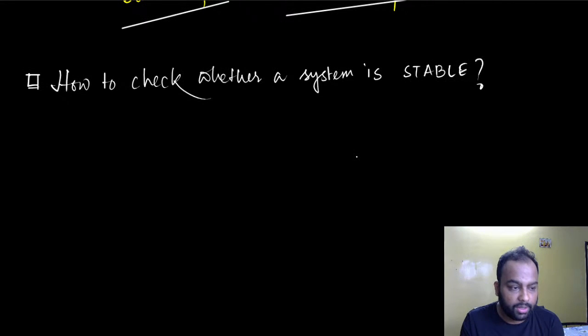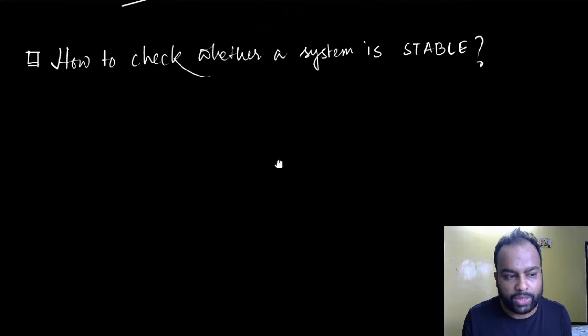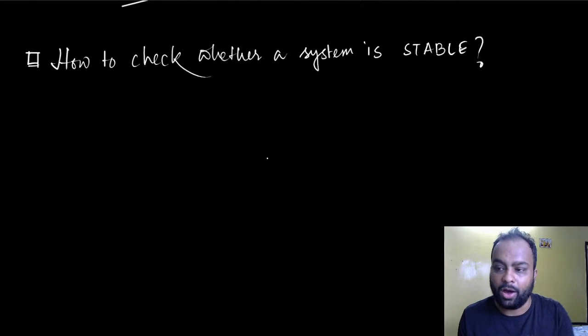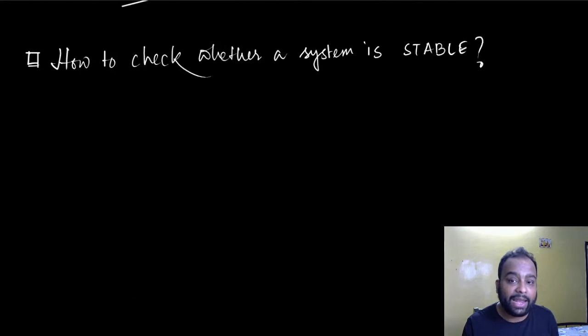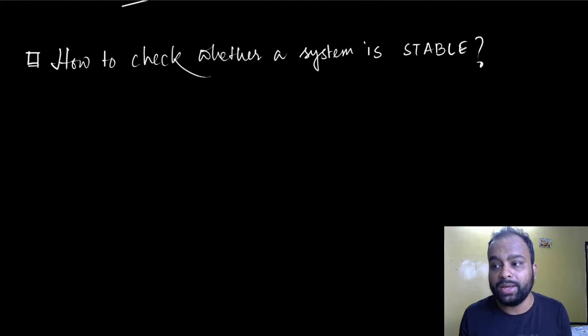So we have to check for every possible bounded input. How would I do that? Is there a way? Of course there is a way out through mathematics. Once again, let's use the mathematics and figure out how we can simplify it for our particular scenario. Once again, we are assuming a linear and time invariant system, right?